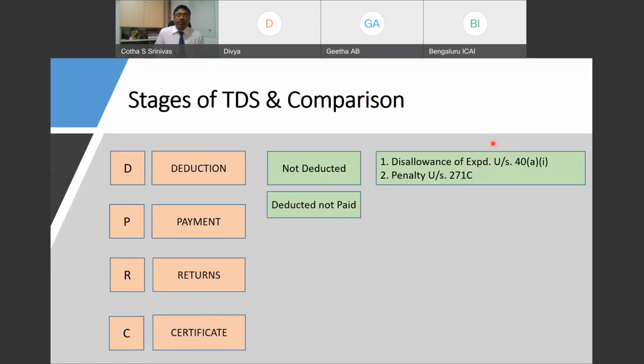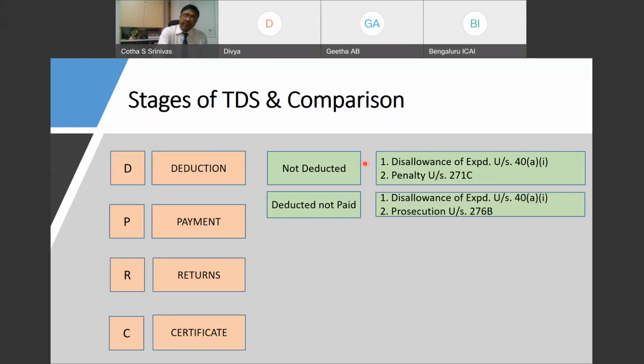Then payment. The next case is that he has deducted. The first stage he has done, but he has not paid. What happens? Deducted but not paid, again there will be disallowance of expenditure under section 40A(1), similar to this. Then there may also be prosecution under section 276B. Prosecution may be from 3 months to 7 years. So if he has not deducted, there will be a penalty. If he has deducted but not paid, then he may also be subject to prosecution.